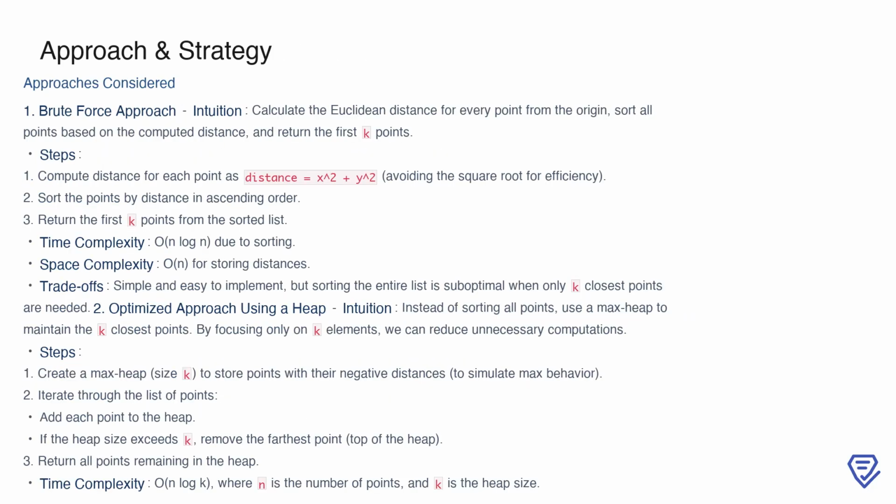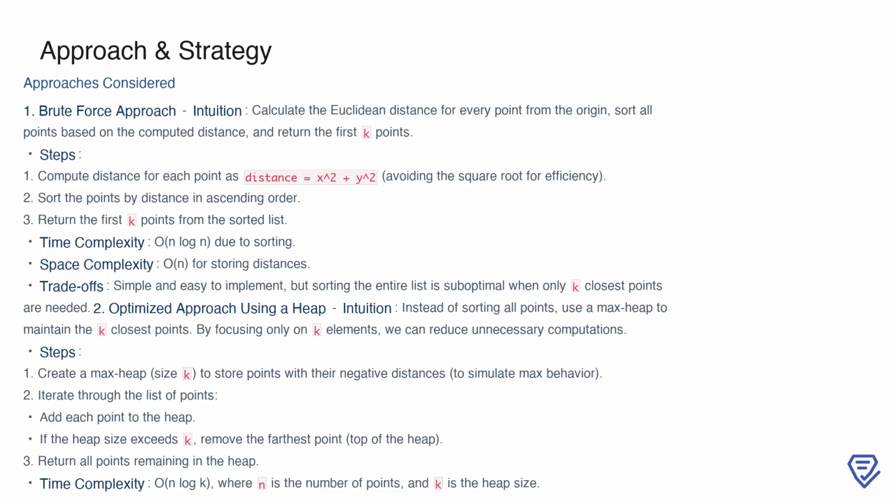To solve the problem of finding the k closest points to the origin, we can consider a few different approaches. First, the brute force approach is straightforward and intuitive. Here, we calculate the Euclidean distance for every point from the origin. Remember, we can skip taking the square root to save computation since comparing squared distances is sufficient. Once we have all the distances, we sort the points in ascending order based on these values and return the first k points from the sorted list.